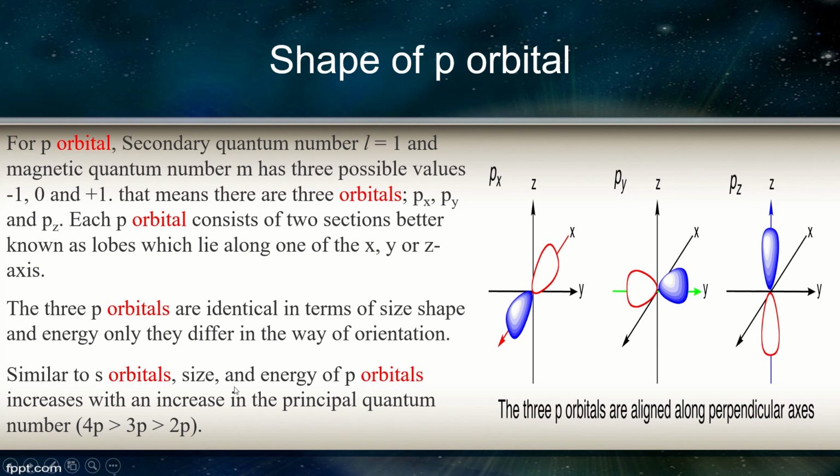Similar to s orbitals, the size and energy of p orbitals increase with an increase in the principal quantum number. That means the size of 2px is less than 3px, or 4py is greater than 3py. That means 4p is greater than 3p is greater than 2p.